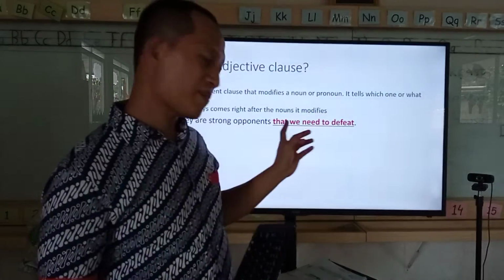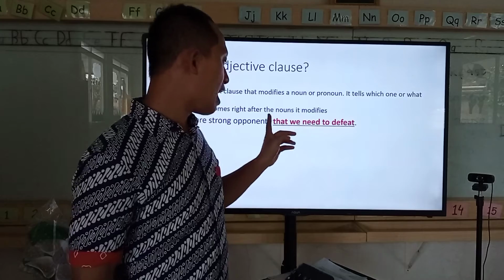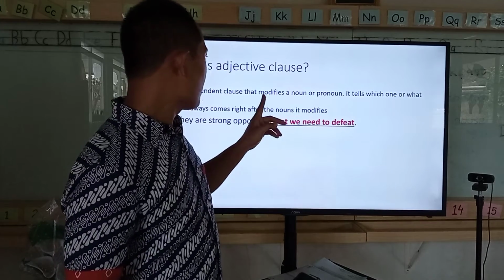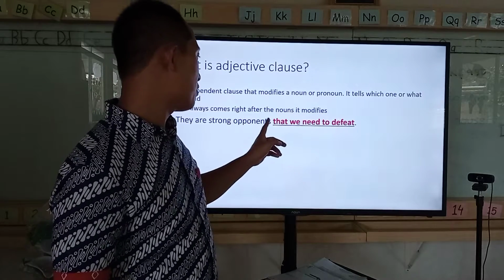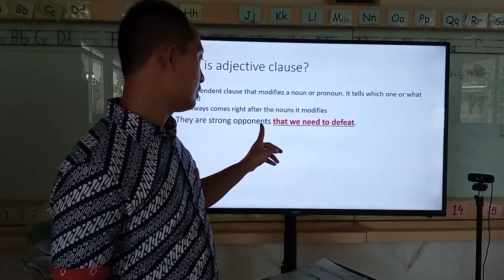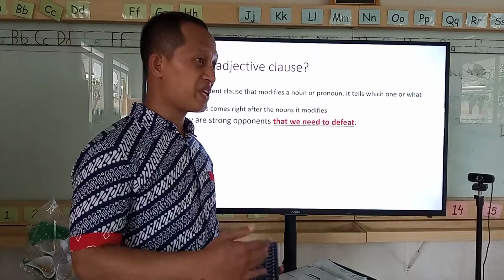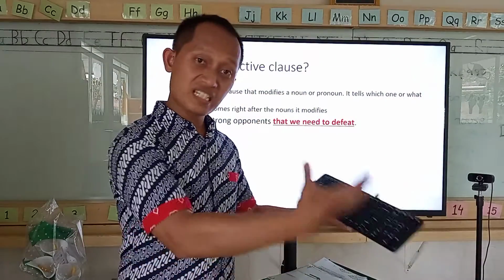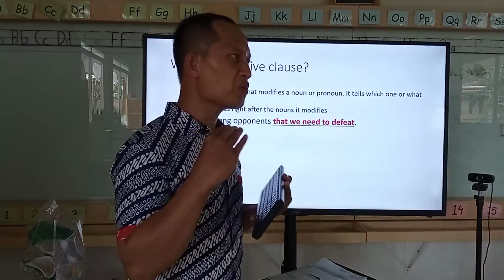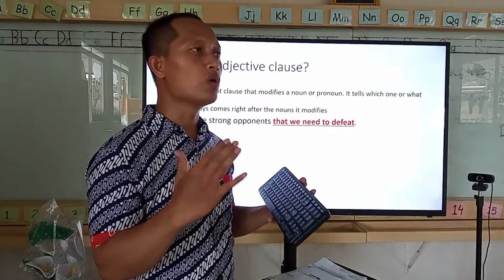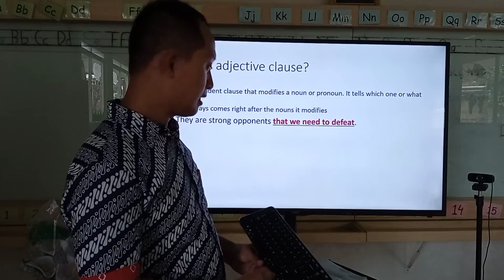Like for example this one. They are strong opponents that we need to defeat. The one that I printed in red here is the adjective clause. It modifies this noun, opponents. So which opponent? The one that we need to defeat. The speaker and also the audience, if it is a spoken word, have common background knowledge about who is the common enemy.